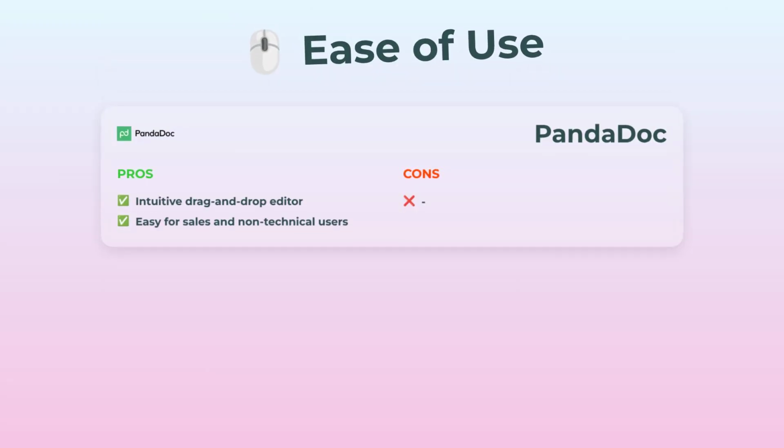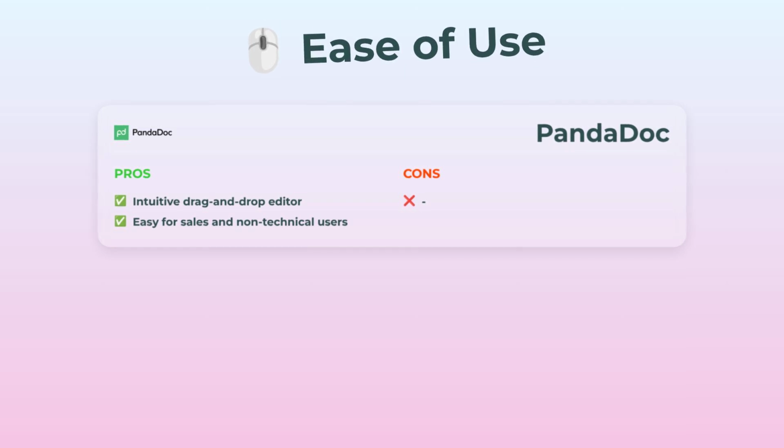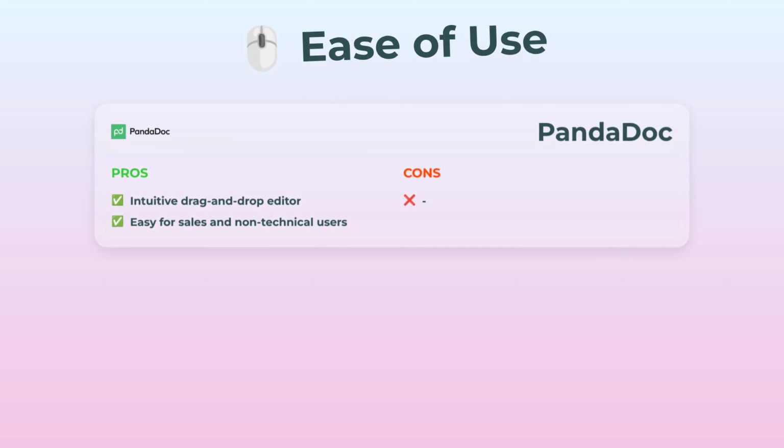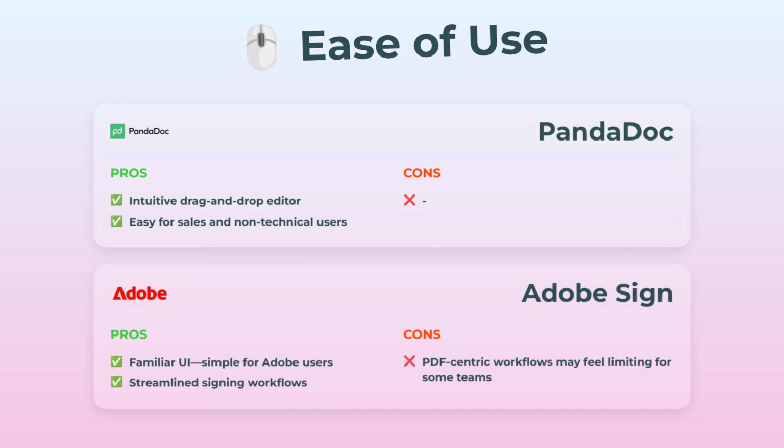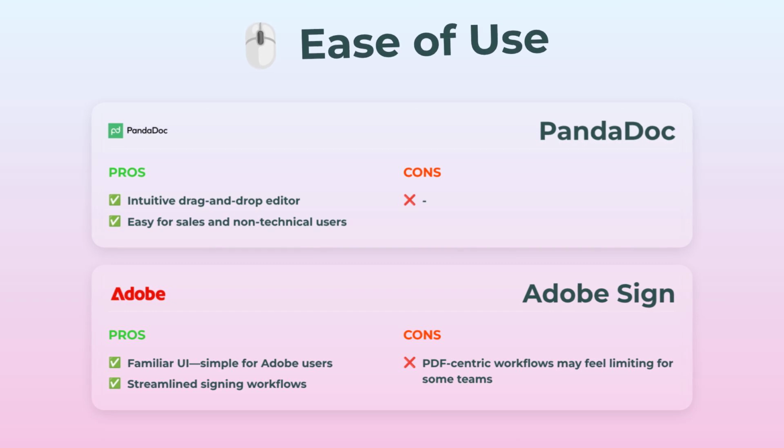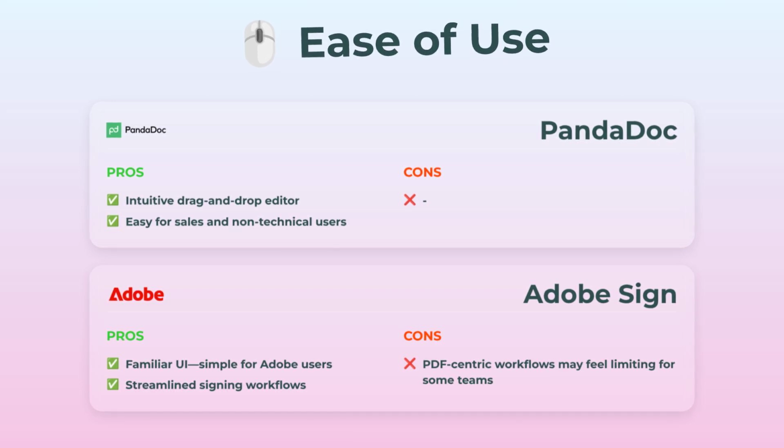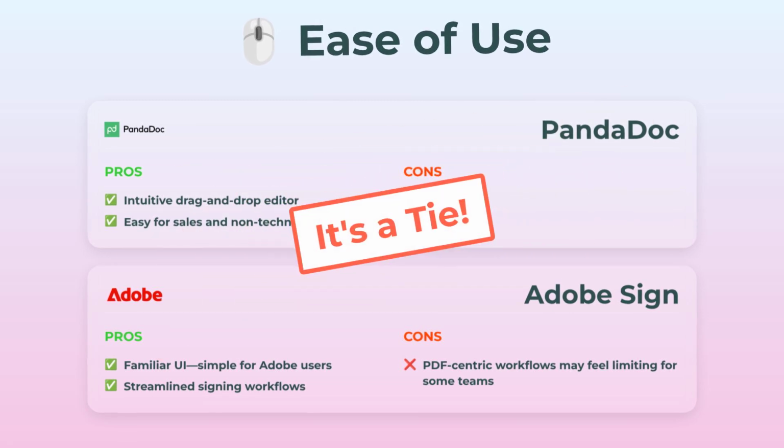Ease of use, honestly, I'm gonna call this a tie. PandaDoc has a drag-and-drop editor that's stupid simple. Anyone on your sales or admin team can get rolling without a fuss. Adobe Sign. If you've used Acrobat or anything Adobe, it's that same familiar vibe, just super streamlined, click, sign, done. PandaDoc leans more toward document customization, Adobe kind of lives in PDFs. For ease, it really depends. Both are pretty much dead easy for what they do.